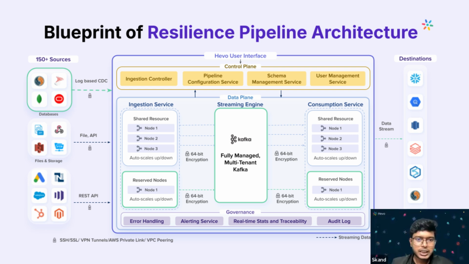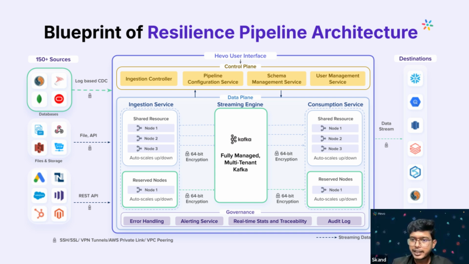Yeah. So under the hood, we are built on AWS. We have Kafka as the streaming engine. We connect to the sources. We ingest the data. It passes through Kafka, where all the processing happens in terms of preload transformations. Then there is the loading services. Before that, it passes to the schema management service, where all the mapping is automatically handled. No user intervention is required there.